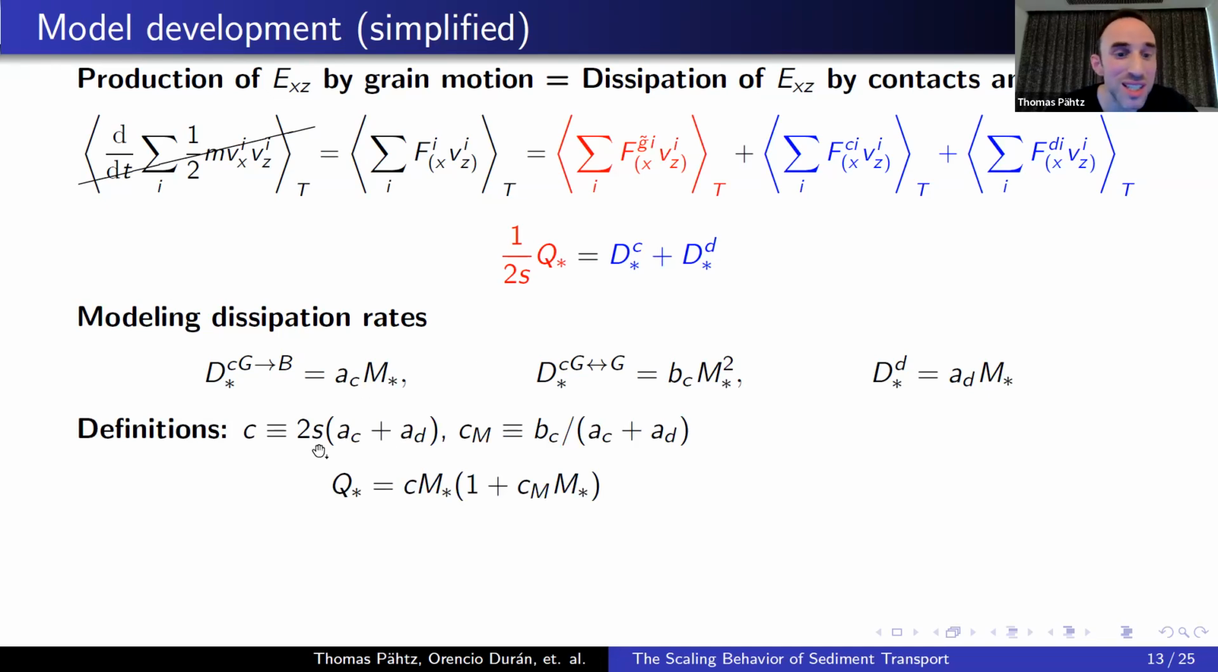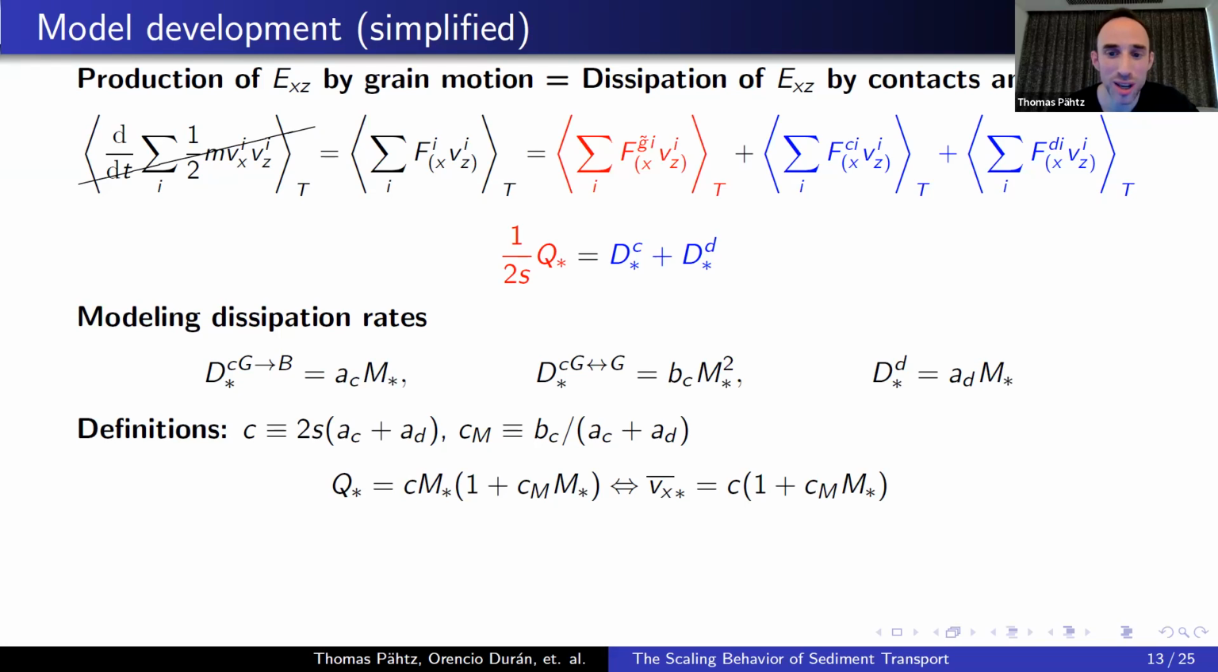There will be a new constant C. Doesn't really matter. We will talk about them later. And so we combine it, put it in, and what we get is Q star is equal to one constant C times m star times 1 plus another constant times m star. Now, when we divide Q star by m star, we get the average streamwise velocity, approximately. But I showed you before that this is actually good. So this means this is the average velocity of the transported particles.